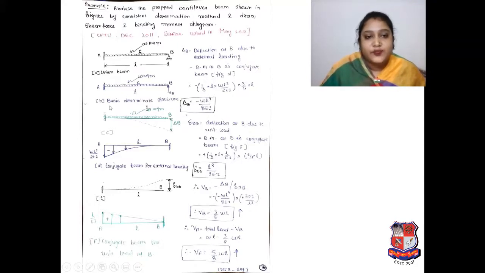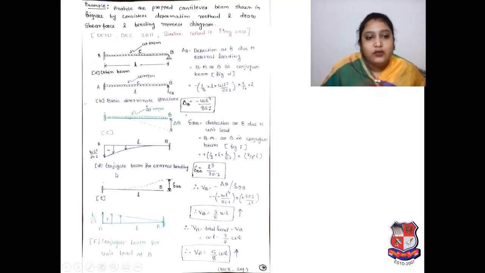So first we have to make it a basic determinate structure. We will remove the support. Okay, so here an upward VB will be there, an upward reaction VB. Then what we have to do, we have to draw the delta B diagram, meaning whatever deflection will be there, we have to show in delta B, that deflection diagram.